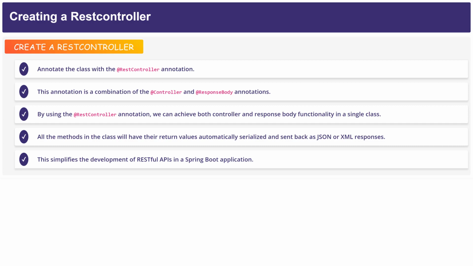In the previous segment, we discussed the concept of RestController. To create a RestController in a Spring Boot application, we need to annotate our class with the @RestController annotation. This annotation combines the functionality of the @Controller and @ResponseBody annotations. By using the @RestController annotation, we can achieve both controller and response body functionality in a single class. Furthermore, all the methods in the class will have their return values automatically serialized and sent back as JSON or XML responses. This makes it easier to develop RESTful APIs in a Spring Boot application.